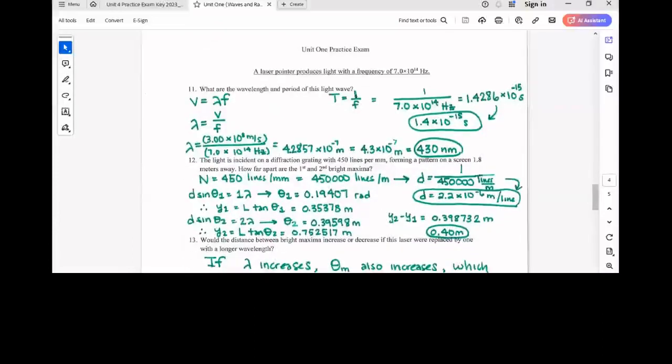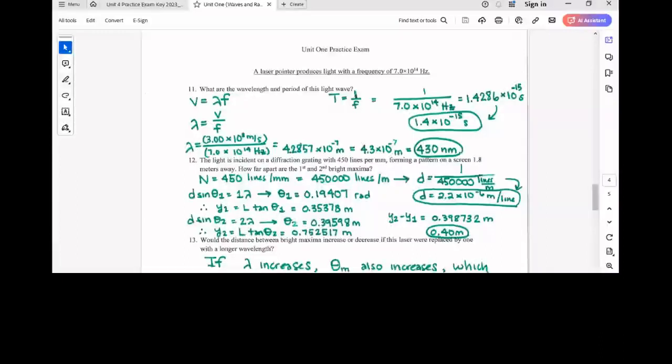A laser pointer produces light with a frequency of 7.0 times 10 to the 14 hertz. 11. What are the wavelength and period of this light wave? So, just like we saw a few questions earlier, the fact that I know the frequency of the light wave means that I can determine what the period is without knowing anything at all about the wavelength or the speed at which this wave is propagating through whatever material it's moving through. All I have to do is take the reciprocal of 7.0 times 10 to the 14 hertz in order to get the period.